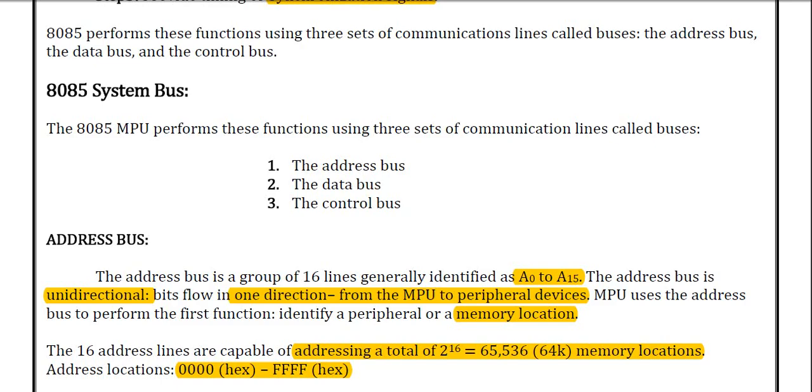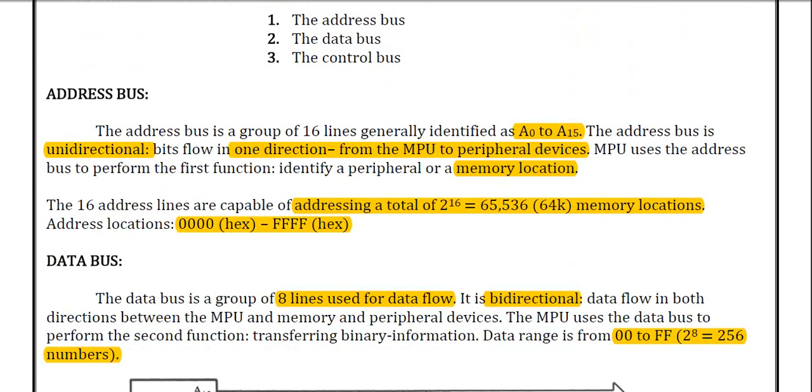8085 system bus. Here we have three types of bus: address bus, data bus and control bus. In the address bus, we generally transfer the addresses. The address bus is a group of 16 lines, or general identifiers, from A0 to A15. The address bus is unidirectional, that means the bits flow in one direction, from the MPU to the peripheral devices.